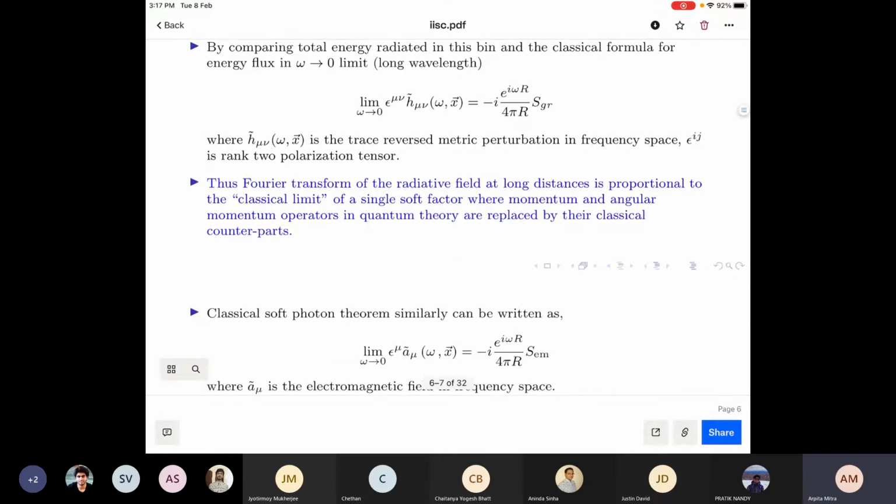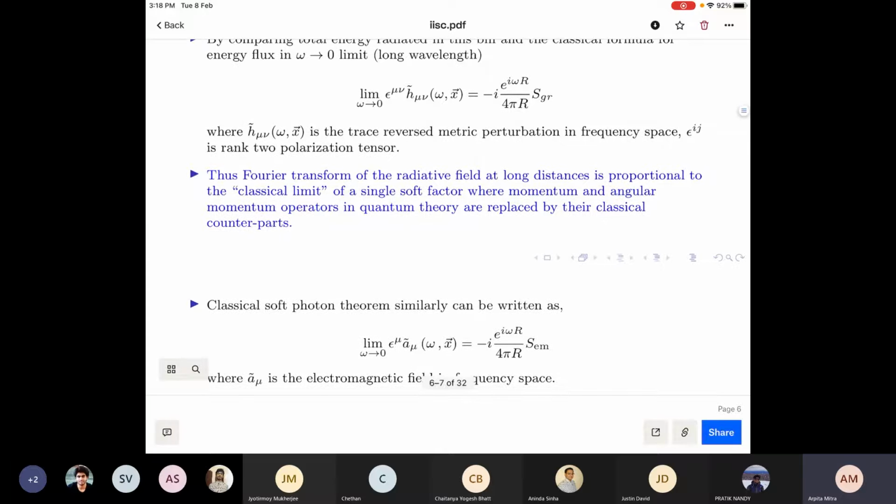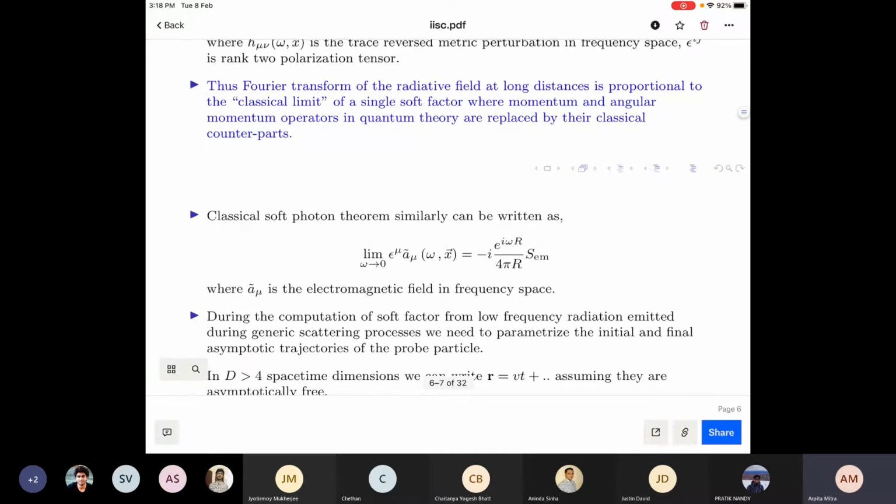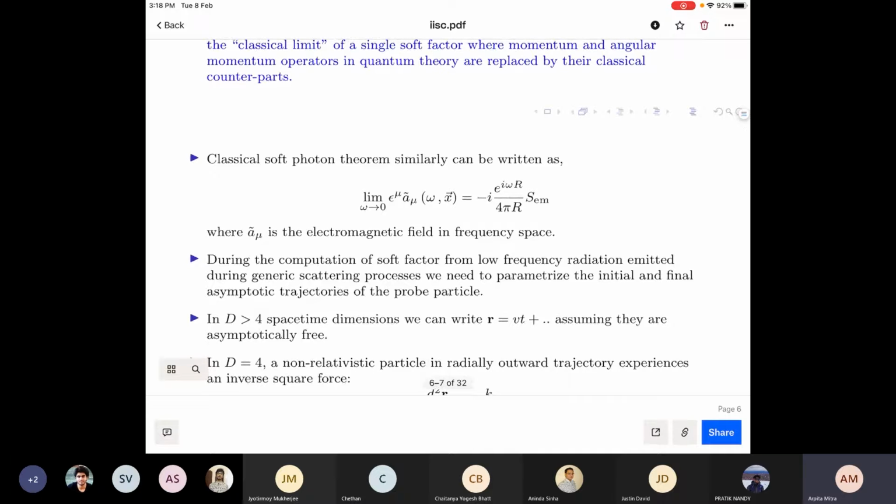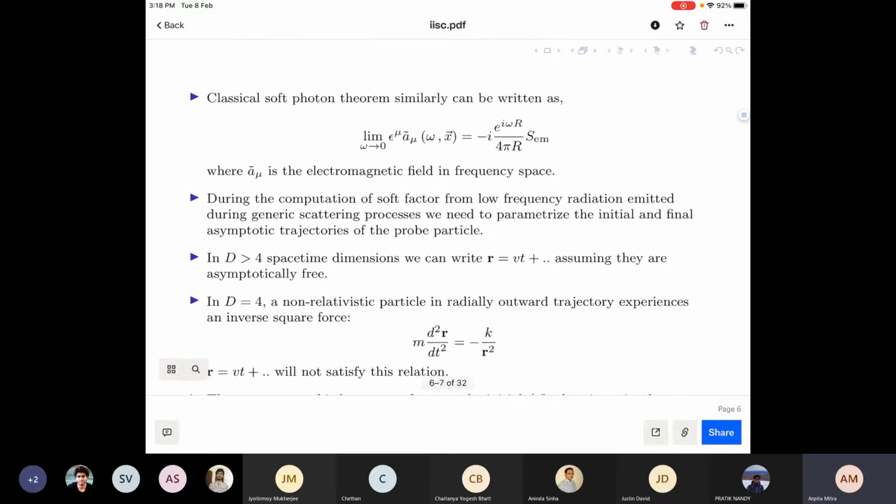So the statement of the classical soft theorem is that the Fourier transform of a radiative field at long distance is proportional to the classical limit of a soft factor, where momentum and angular momentum operators in quantum theory are replaced by their classical counterparts. Similar to the soft graviton factor, one can also define the soft photon factor, where you contract the polarization vector epsilon mu with A mu tilde, the electromagnetic field, and you will get the soft factor up to a phase.